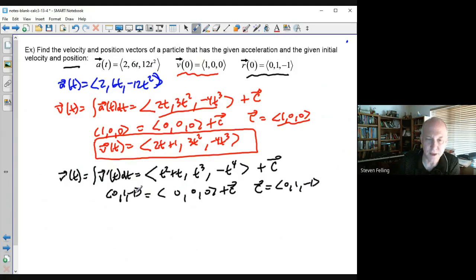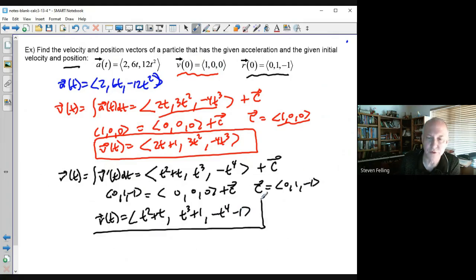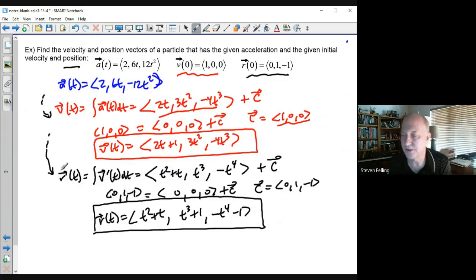And that means that the position vector is t squared plus t plus 0, and then t cubed plus 1, and then negative t to the fourth minus 1. This would give me the true position that builds in the effective acceleration, the effect of the initial velocity, and the effect of the initial position. So that's the general pattern. We just do antiderivatives as we go from acceleration to velocity and velocity to position. All right.